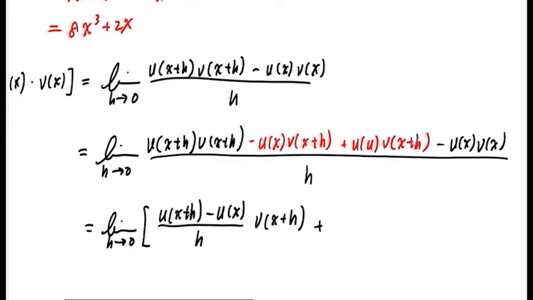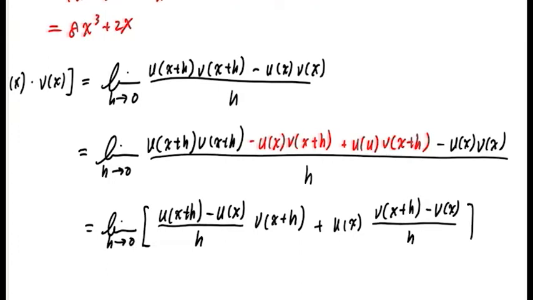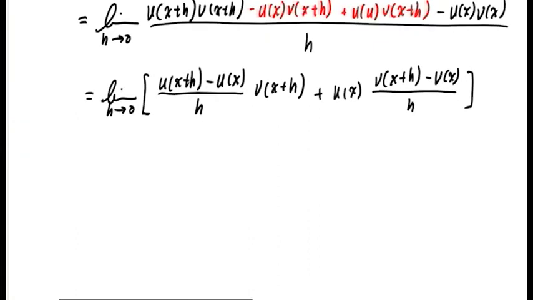And likewise, I have u of x as a common factor, right? So u of x here, and then I can have v of x plus h minus v of x over h. Still with me? Now limit, limit, limit, limit.